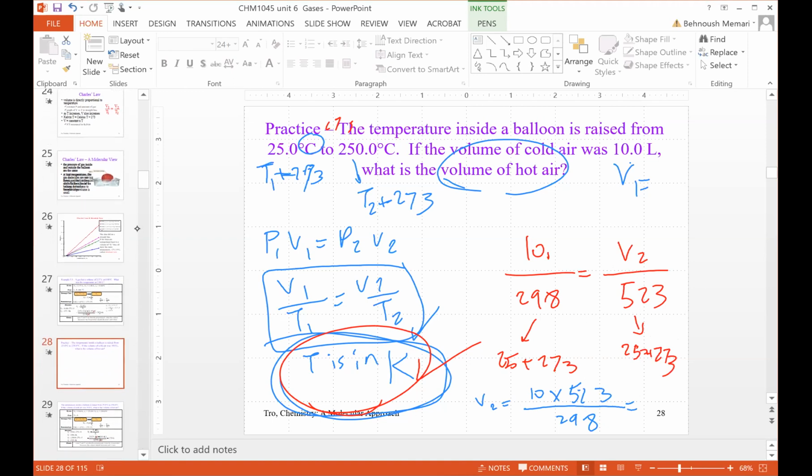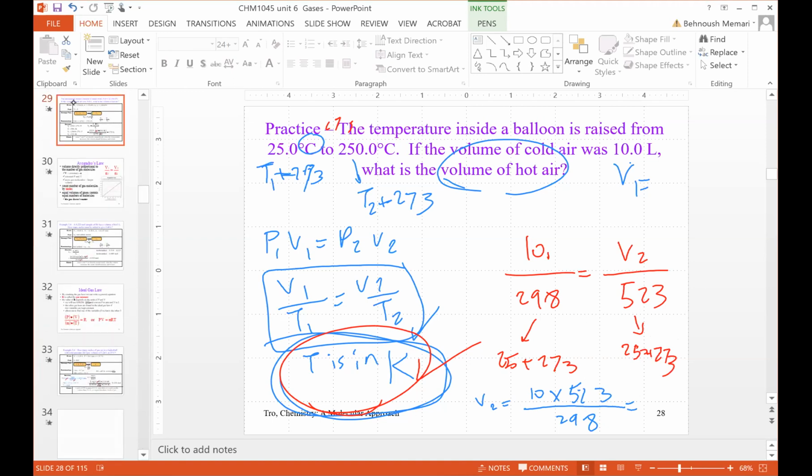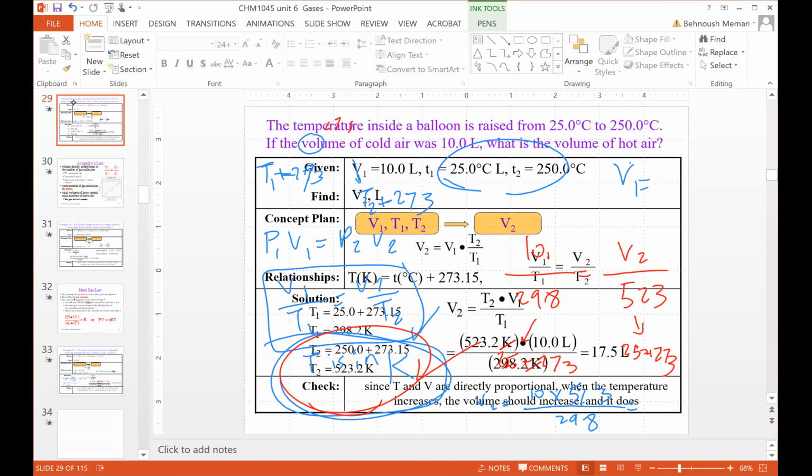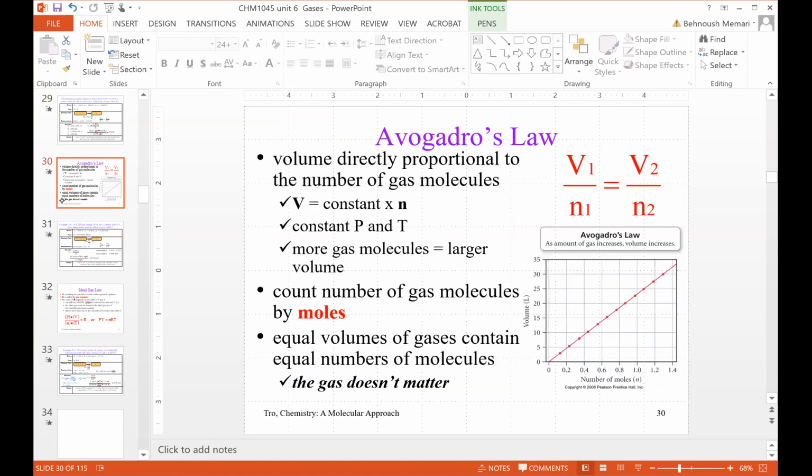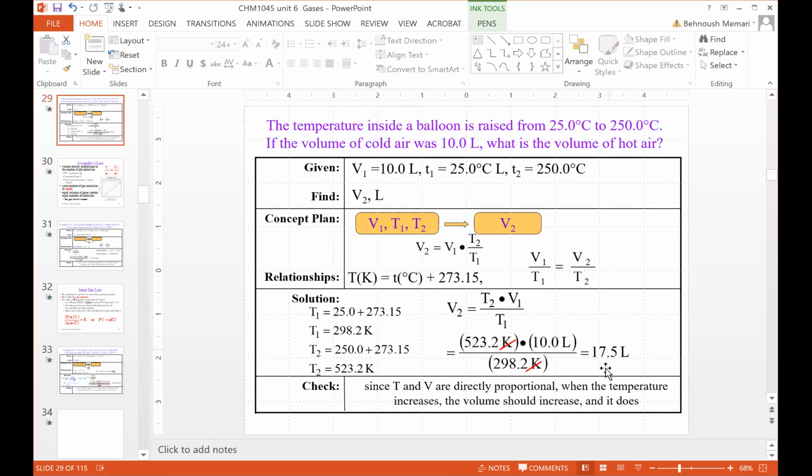Questions? Which is 17.5 liters. And it makes sense. The volume makes sense because we know that if you increase the temperature, the volume is going to increase. And the volume is almost double because you have increased the temperature.